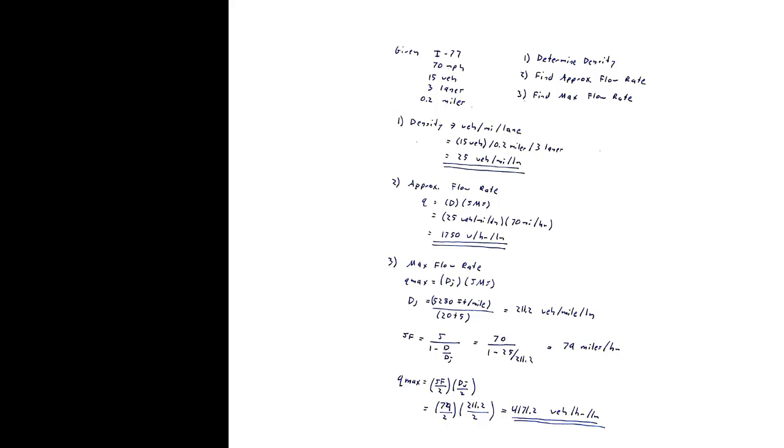Max flow rate, Q max, equals jam density times space mean speed. Jam density, 5,280 feet per mile. 20 is the standard length for a car. 5 is the standard distance between two cars. So this is equal to 211.2 vehicles per mile per lane. SF equals S divided by 1 minus D over jam density, which equals 79 miles per hour. That's the flow rate, that's the speed. Q max, SF over 2 multiplied by the jam density divided by 2 equals 4,171.2 vehicles per hour per lane.